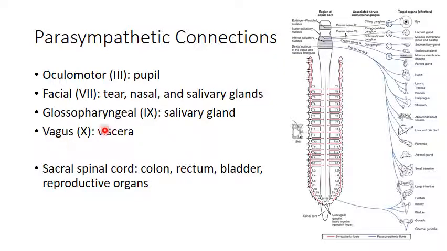If you don't remember what those are yet, we have oculomotor, facial, glossopharyngeal, and vagus. The oculomotor carries parasympathetic innervation to the pupil. The facial carries parasympathetic innervation to tear ducts, salivary glands, and nasal glands, and the glossopharyngeal is involved in salivation, so to the salivary gland. The vagus nerve is the biggest contributor to parasympathetic innervation. 90% of all parasympathetic preganglionic fibers originate in the vagus nerve.